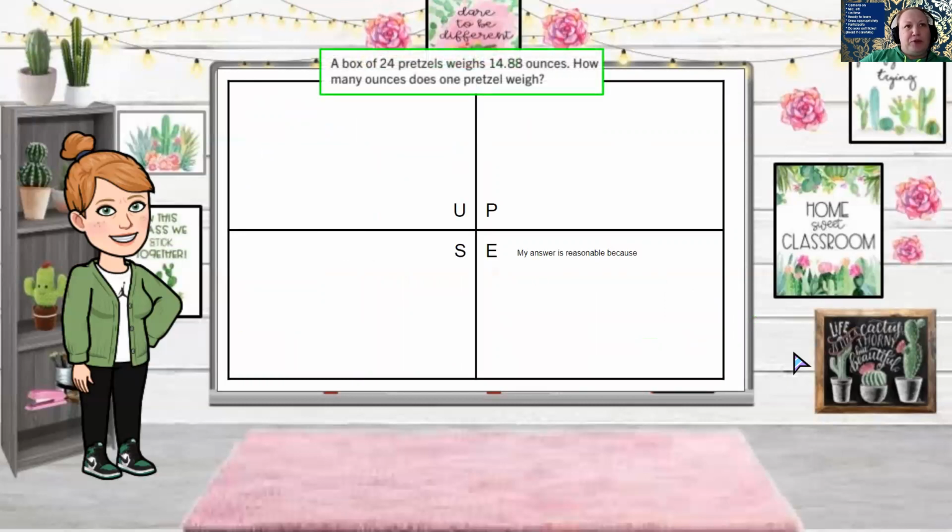A box of 24 pretzels weighs 14 and 88 hundredths ounces. How many ounces does one pretzel weigh? Okay, so before we go on, I want you to pause this and do the work in your book.